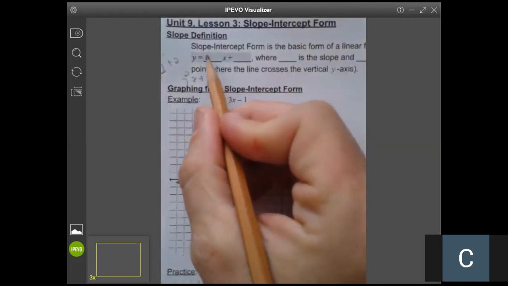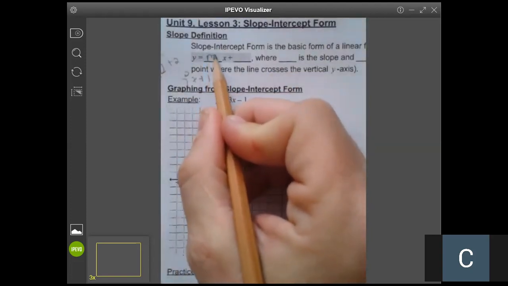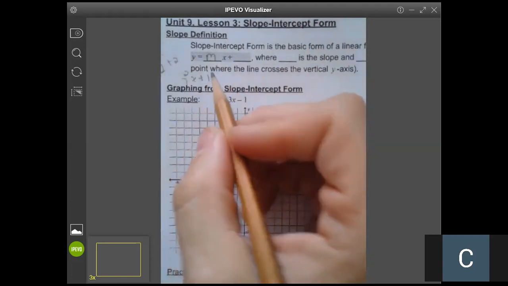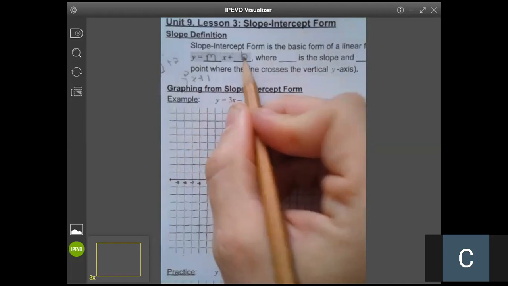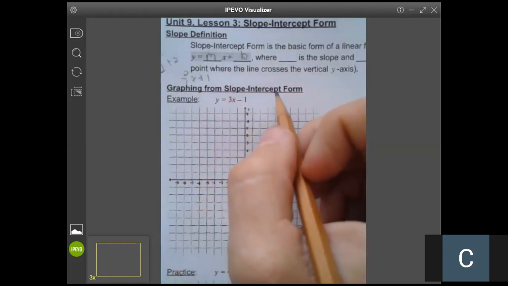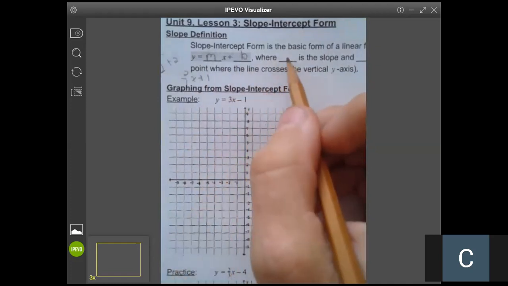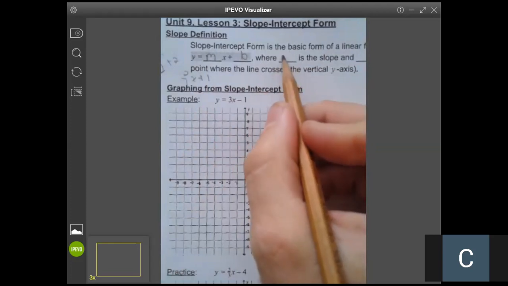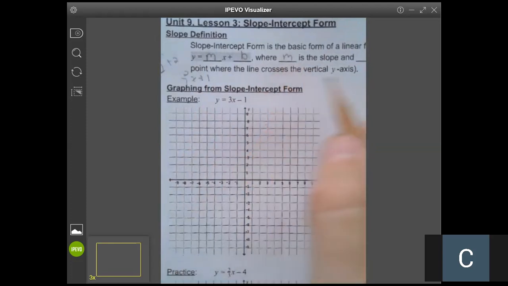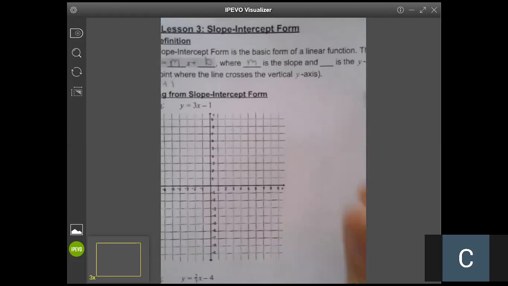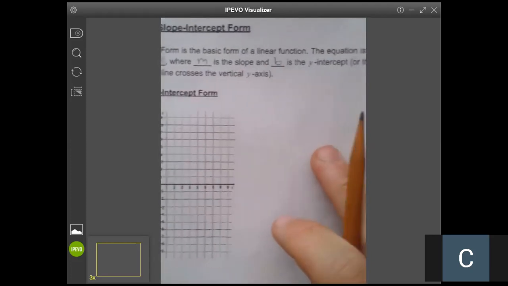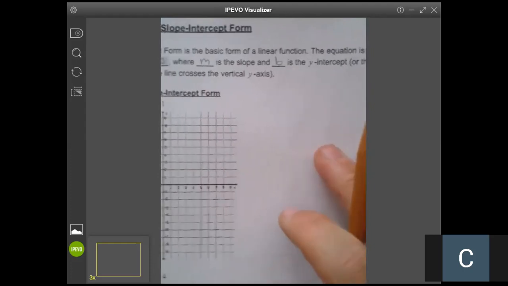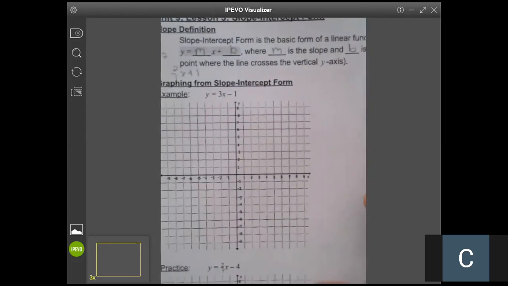So this is y equals m, because m is slope, plus, they call this b. It's really just the value where we start from on that y-axis. So m is the slope in this formula, and b is the y-intercept, or the point where the line crosses the vertical y-axis.